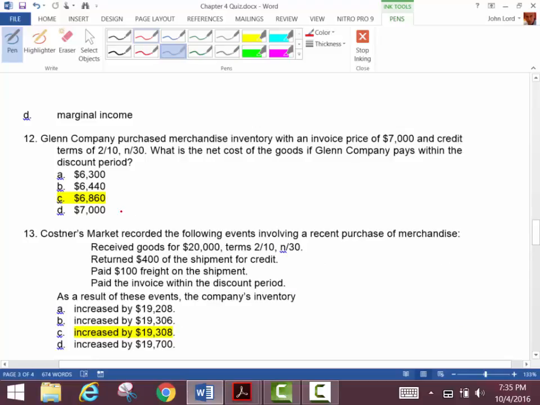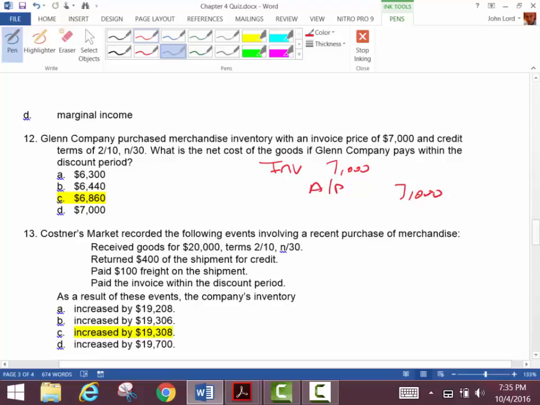Glenn purchased merchandise inventory with an invoice price of $7,000 and credit terms were 2/10, net 30, and we pay within the discount period. What's the journal entry when I first purchased that stuff? Debit inventory 7,000. Credit accounts payable how much? 7,000. Good.